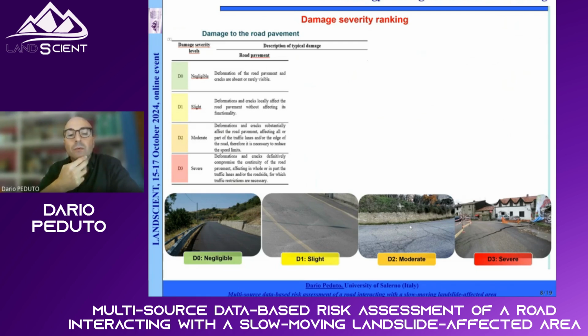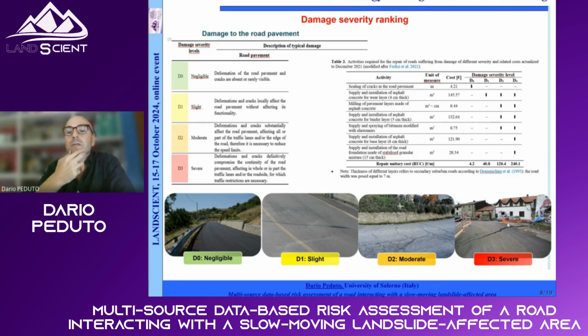First of all, in the second phase, we had to define the damage severity ranking. The road was distinguished into the road pavement and the retaining structures, and we classified the damage first on the road pavement, going from D0 to D3, from negligible to severe damage, consisting, as you can see here in the photos, of deformation, some cracks, and some dislocation of the road, up to the severe damage D3. After the classification, the costs for repairing these different types of damage were computed, referring to a typical road with a width of 7 meters.